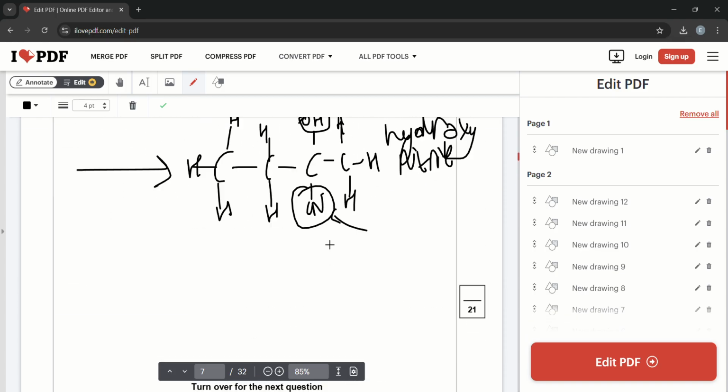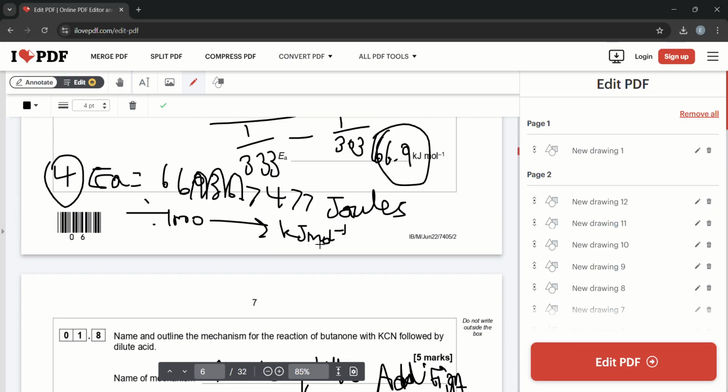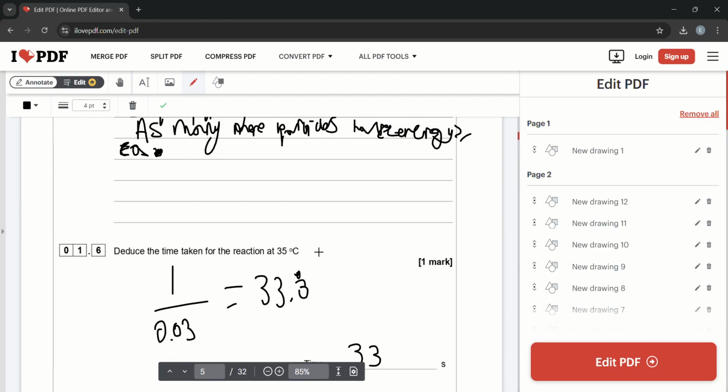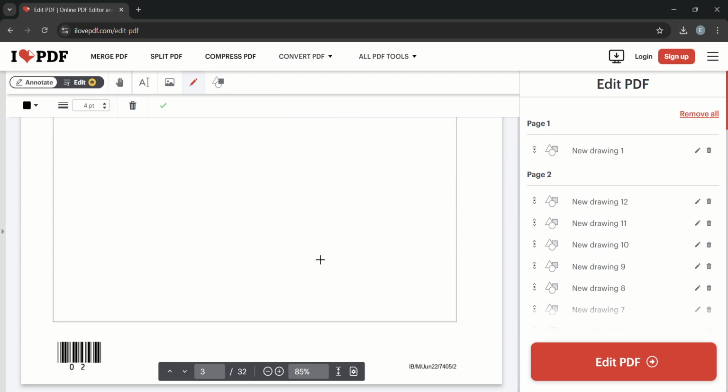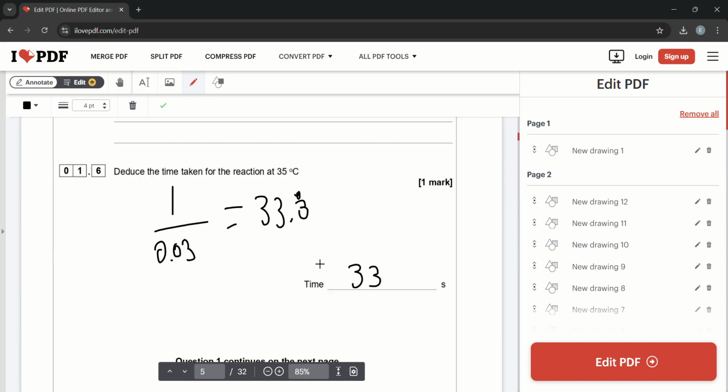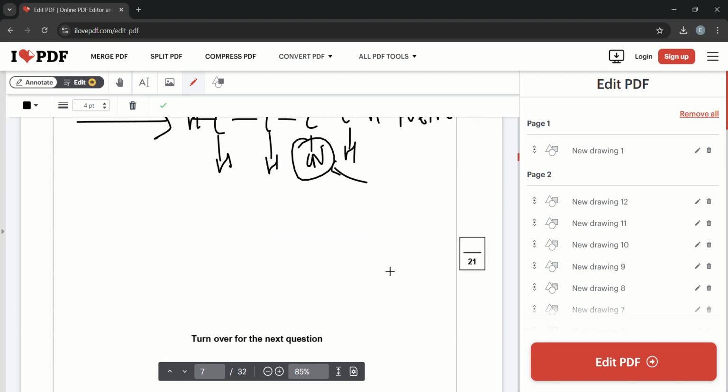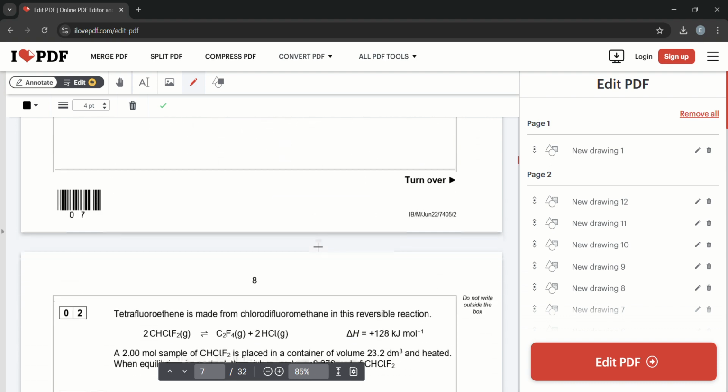And 21 marks for question 1. Yeah, it says it right here. Don't even need to count it. It says that 21 marks. And that is the end of question 1.